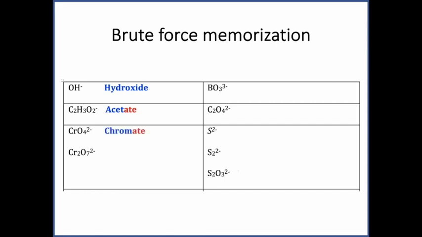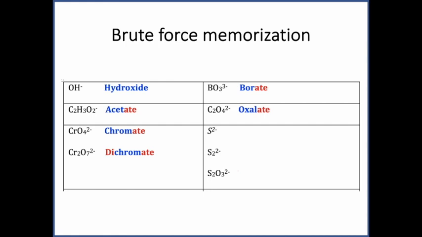CrO4 2- is chromate. Cr2O7 2- is dichromate. So with those two, we have a little pattern. They both have the 2- charge. We can also see the prefix di, which suggests that we have two chromium atoms in there. Let's go up to the top on the right. We have borate. That's pretty common.